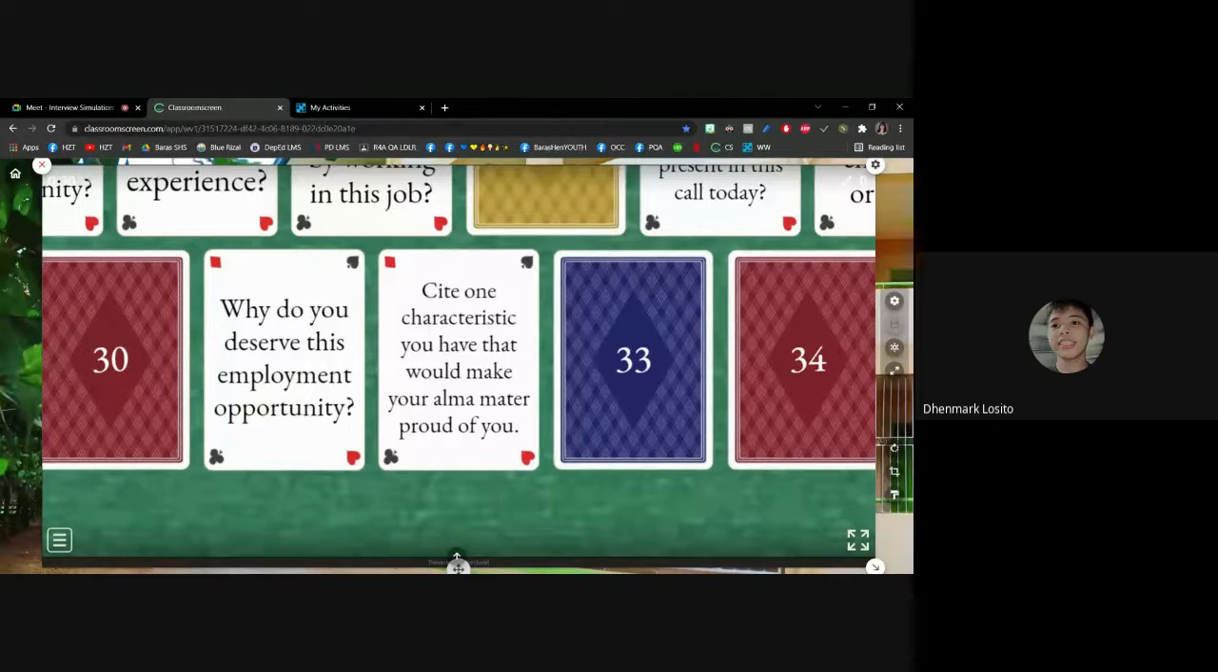Ma'am, madami po nagsasabi na I am smart enough to do something or to make something. Pero I don't believe that po. Pero I know myself na I am creative and logical on anything that I do. That's why I can say po na ito po yung characteristic na magiging proud po sila sa akin, and that's all po.